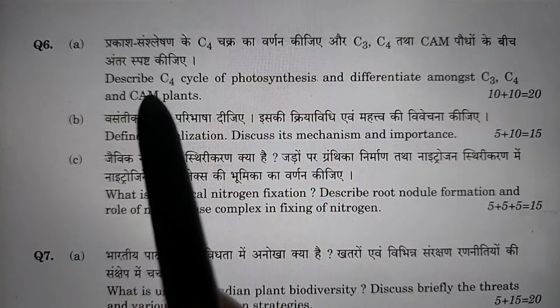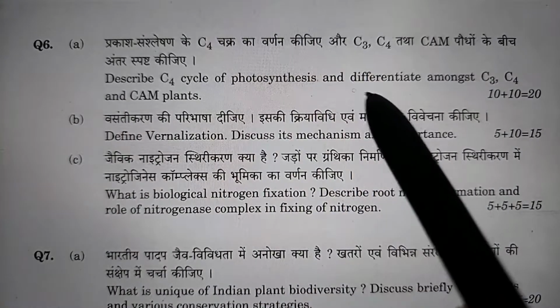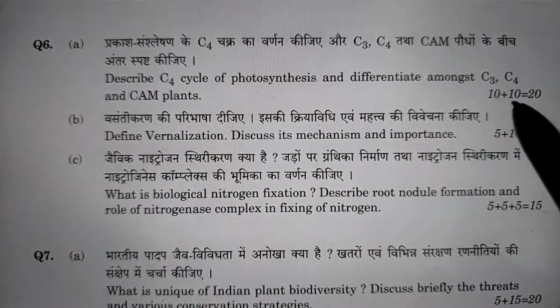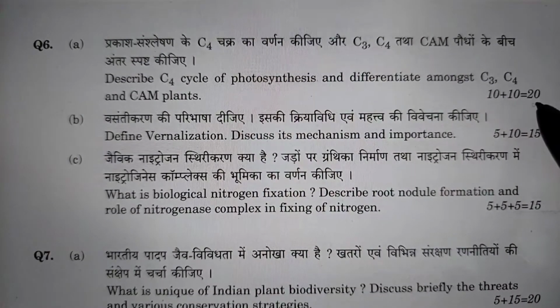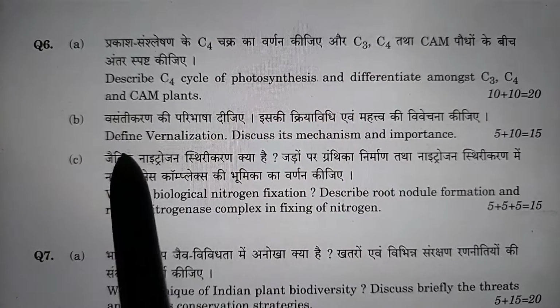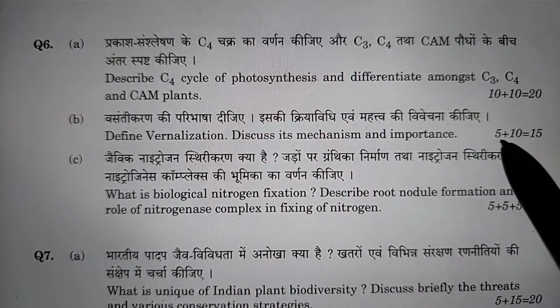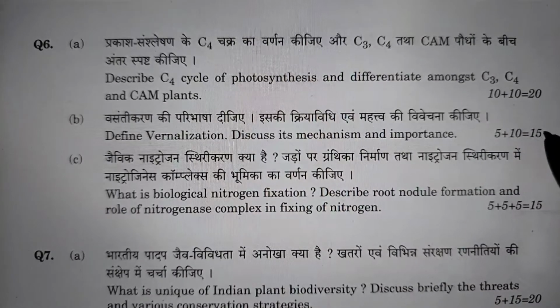A is describe C4 cycle of photosynthesis and differentiate among C3, C4 and CAM plants. This is 10 plus 10, total 20. Option B is define vernalization, discuss its mechanism and importance. 5 plus 10, total 15.